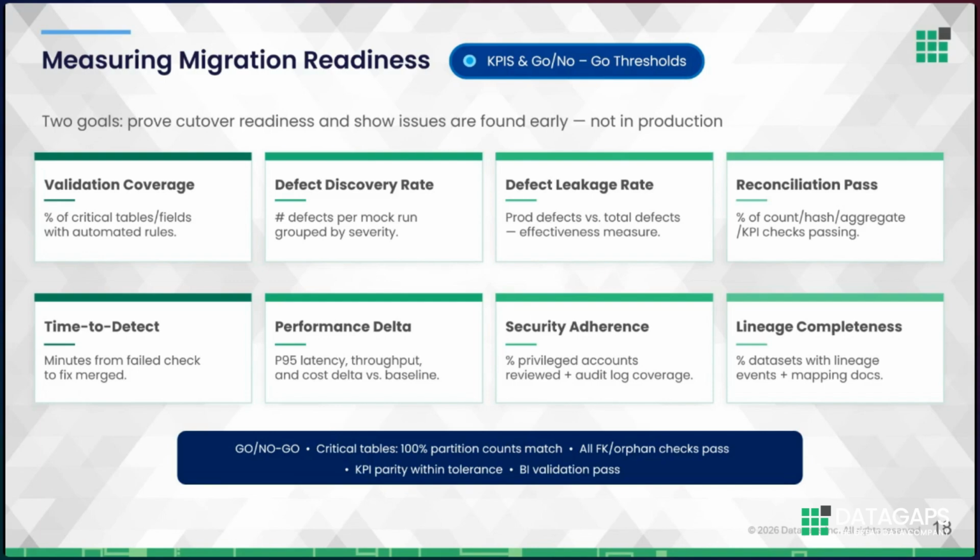And then you have other KPIs like time to detect and time to fix, which are process health metrics. If it takes days to diagnose a failed check, your observability and lineage tools need investment. For any change data capture based migrations, you have lag monitoring, which is a live signal. A growing lag means that your incremental synchronization is falling behind and needs intervention before the cutover happens. So these are some of the KPIs. Next slide.